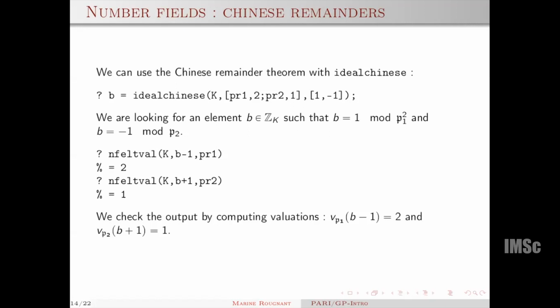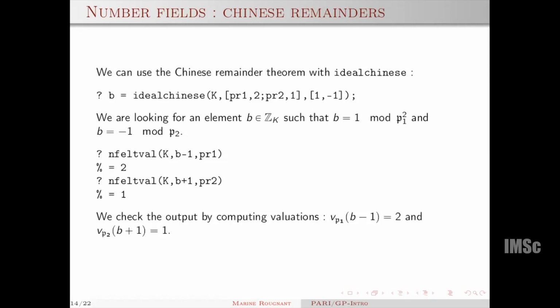So here, we are looking for an element of that K such that B is equal to 1 mod P1 to the square, and B is equal to -1 mod P2, just P2. Here we are looking for that, so I call this element B. So this function will give you back B.